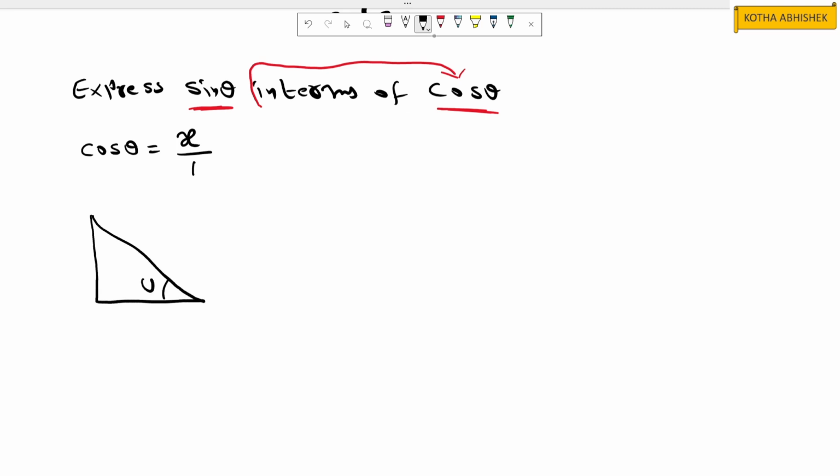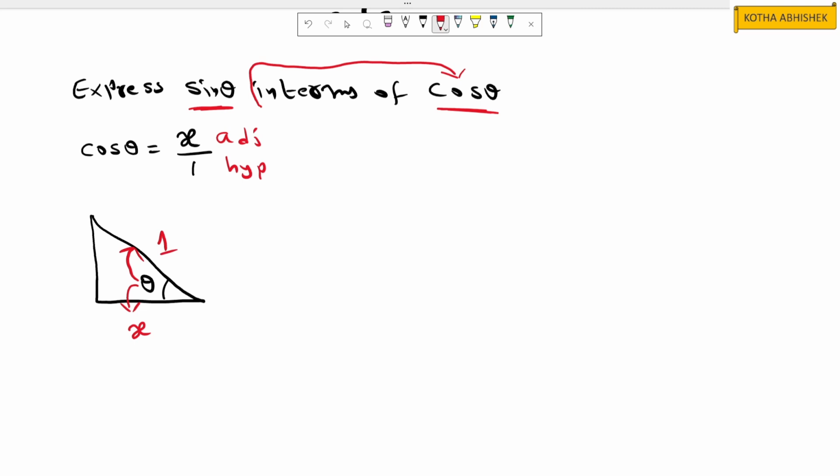Taking this as theta. So what is the formula for cos? First of all, cos is adjacent to the theta divided by hypotenuse. Here for this theta, this is adjacent, so that is x, and this longest side is the hypotenuse, so that is 1. Here two sides are there and the third side is not there, right?